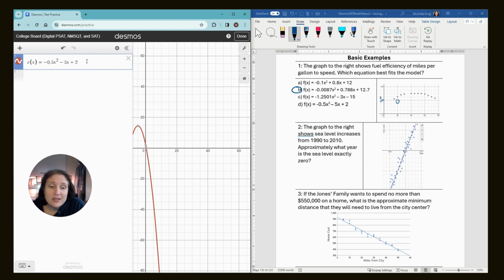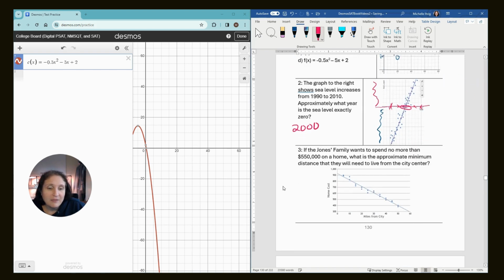The graph to the right shows sea level increases from 1990 to 2010. Approximately what year is the sea level exactly zero? So if we look at this, this is sea level. Here we've got negative sea level values, and here we've got positive sea level values. And we want to know, in what year was the sea level zero? Well, looking at the line of best fit, the year 2000 makes the most sense in terms of approximating. We wouldn't say 1990 or 2010 or even anything closer. I got it to cross right at 2000.